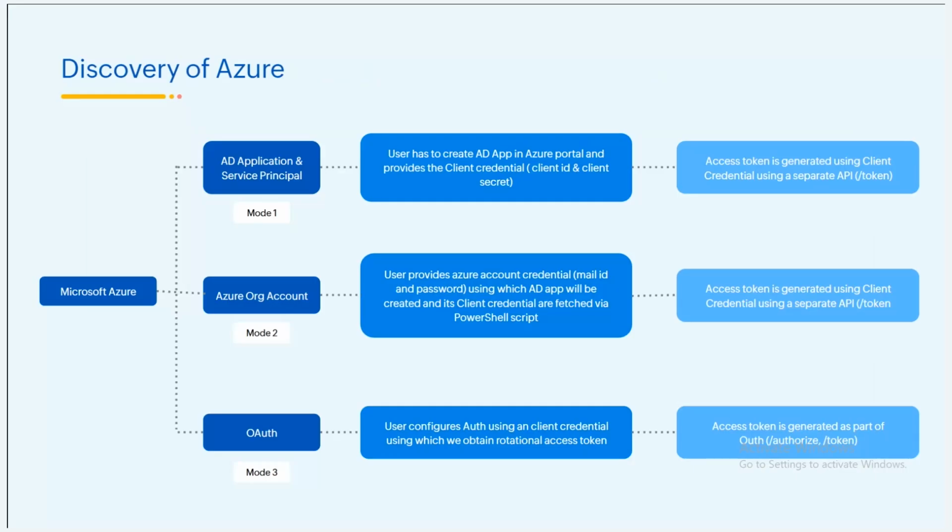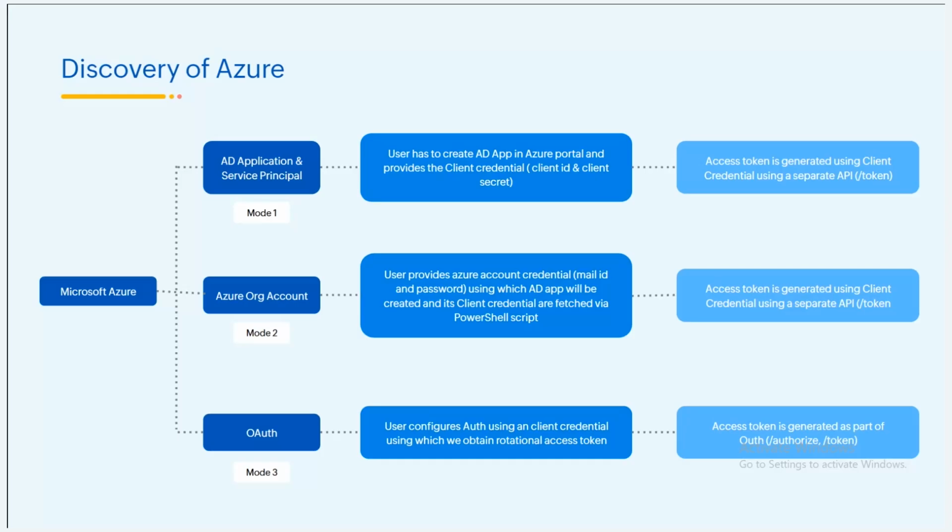Now let's talk about the discovery methods we use for Microsoft Azure. Since Applications Manager is agentless, we use 3 authentication modes to fetch Azure data. The first mode is Active Directory application. Here, you create an Active Directory application in the Azure portal and provide the client ID, tenant ID, and client secret. An API call generates an access token, which is then used to authenticate and retrieve monitoring data.